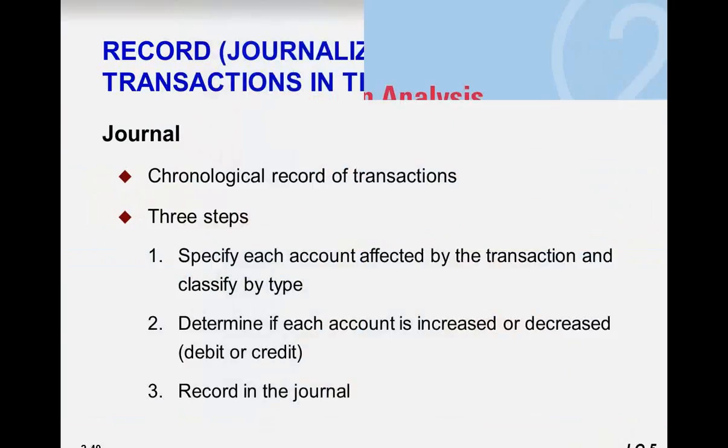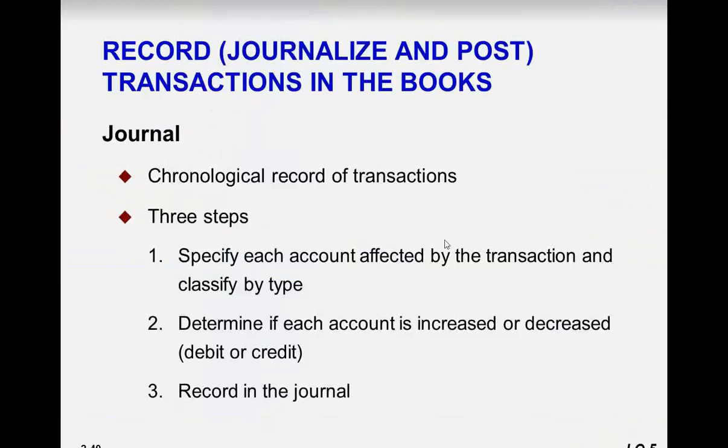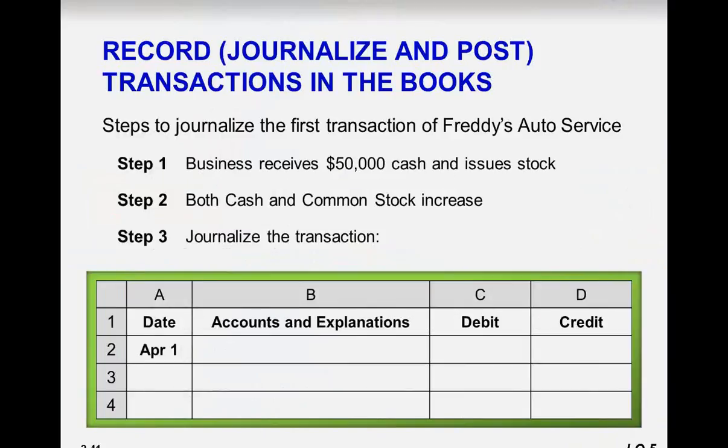If I'm going to record these journal entries, first of all, a journal is a chronological record of transactions. I'm doing items in date order. There are 3 steps. We have to specify each account affected by the transaction and classify it by type. We determine if the account is increased or decreased, and we record it in the journal. This is something that really takes practice. You have to just practice in order to learn this.